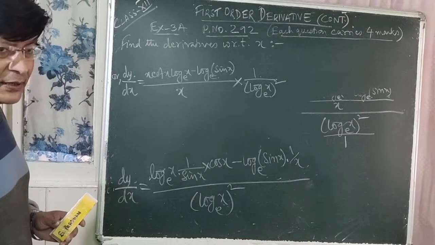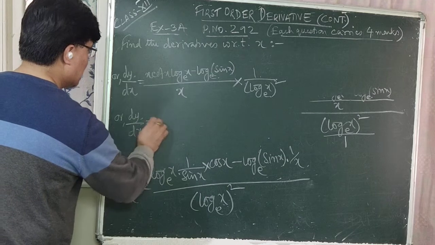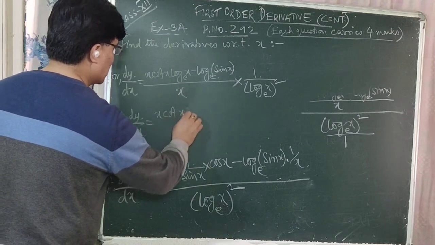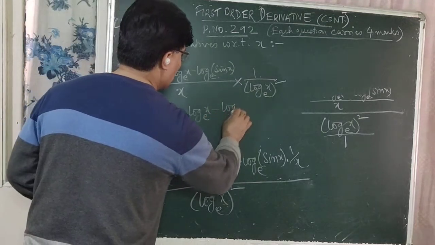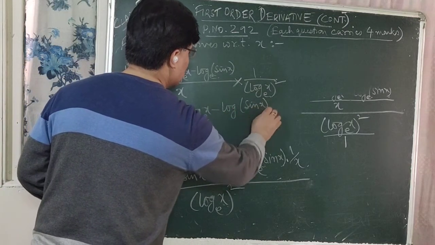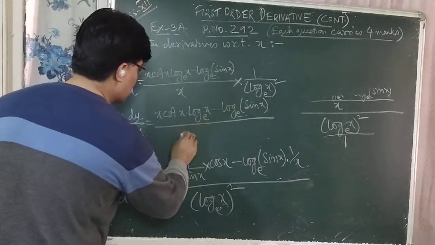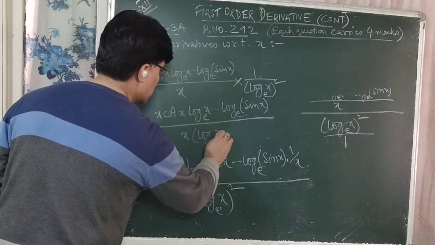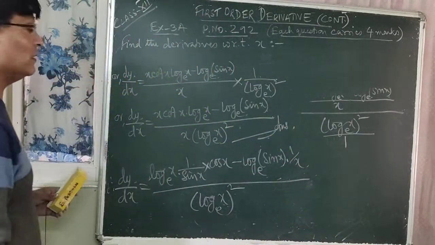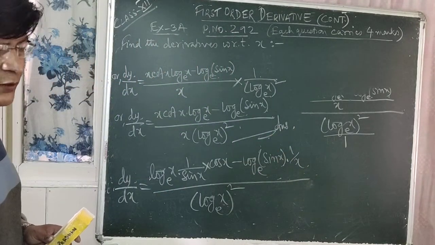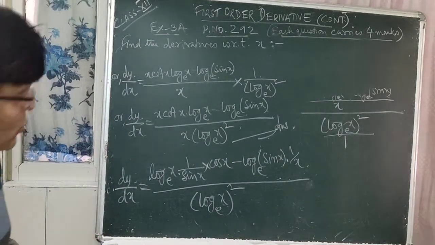Is that clear now? So write down the final answer. What is the final answer? So dy by dx is equal to x cot x into log x base e minus log of sin x base e, whole divided by, you have to multiply these two expressions, x into log x base e whole square. So this is your final answer. Is it clear to all of you? So I think you have understood it. You can copy it. We'll do the next question now.